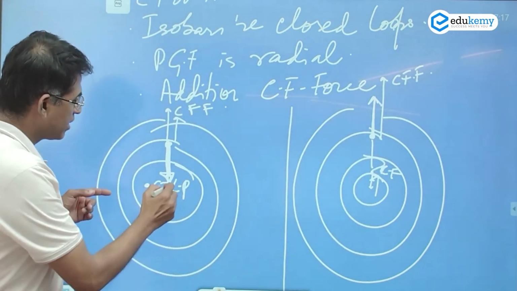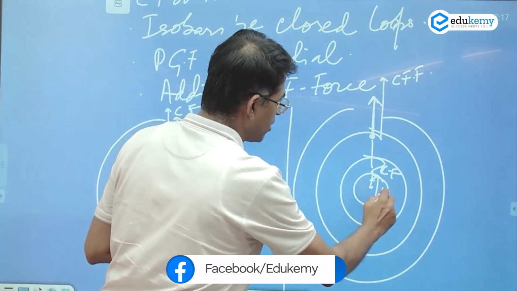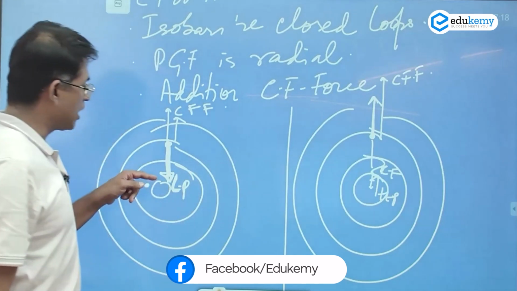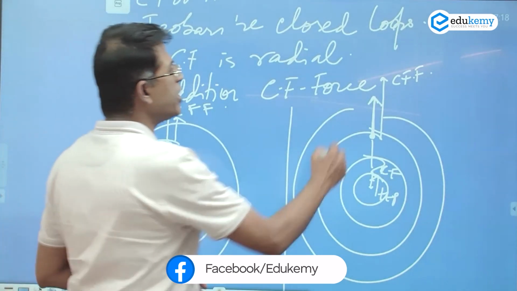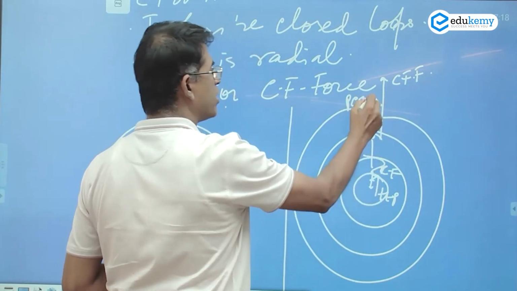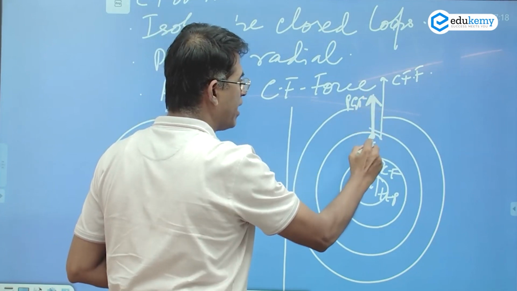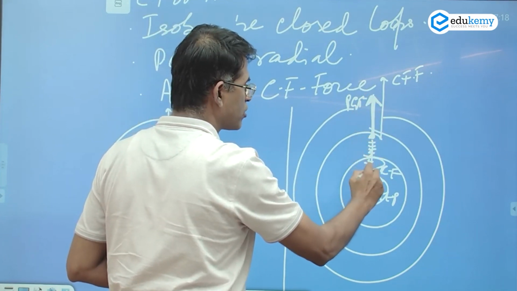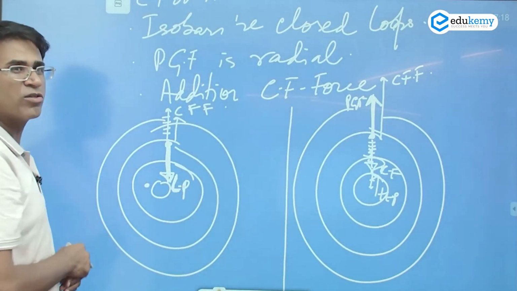Okay, this is the low pressure. This is the high pressure. The PGF is from high towards low. This PGF is balanced by the Coriolis force.